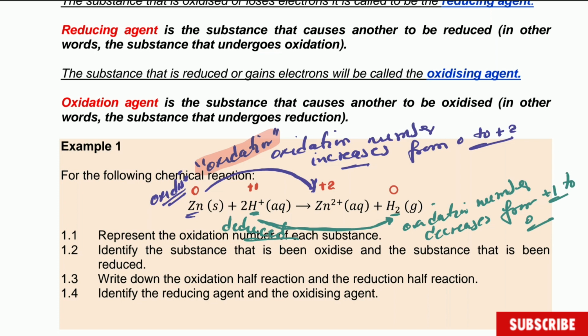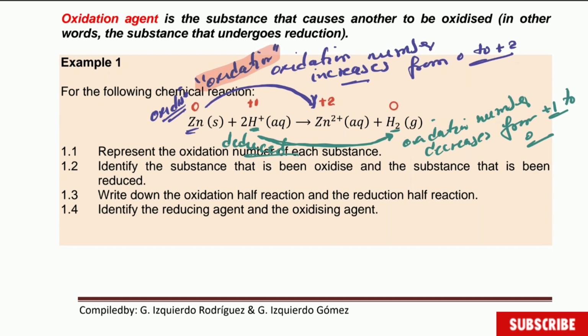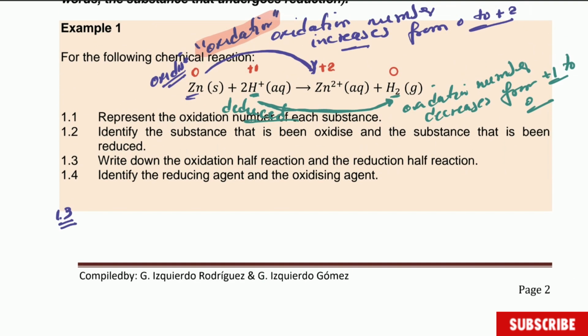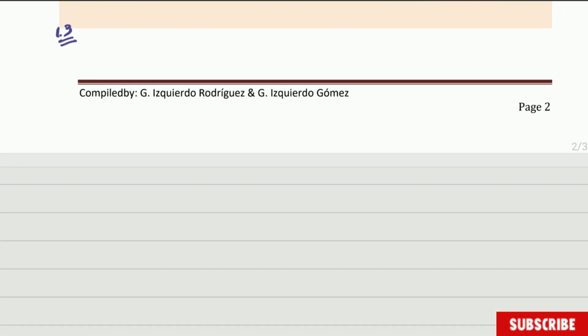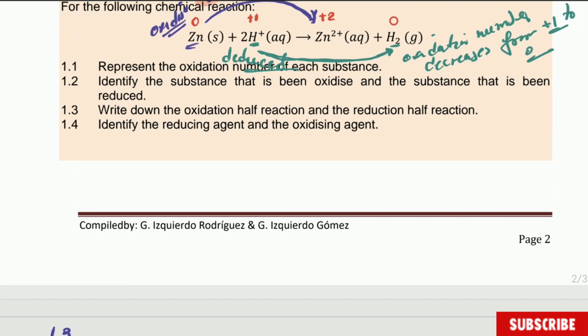Now, question 1.3, write down the oxidation half reaction and the reduction half reaction. And this is, I guess, very important because we didn't practice it. So let's write both half reactions here. Guys, all you have to do is to extract each of these pieces as we identify oxidation and reduction. So let's do 1.3 here, okay, and let me go to a new page. Let's clean and do 1.3, which is the oxidation half reaction.